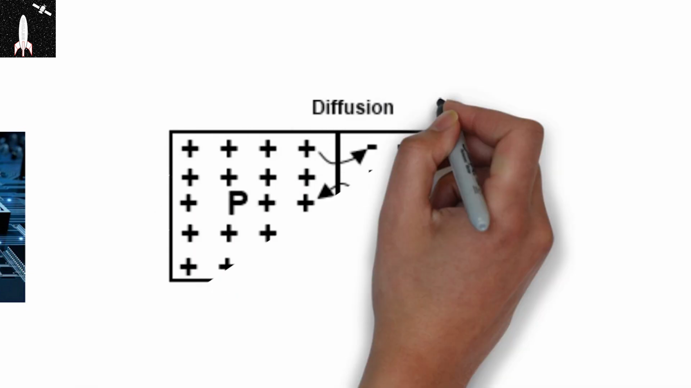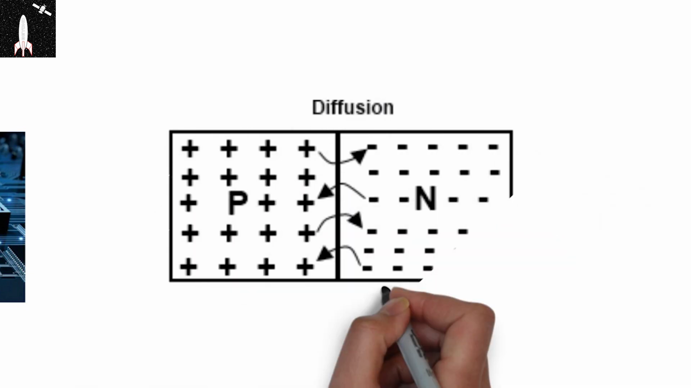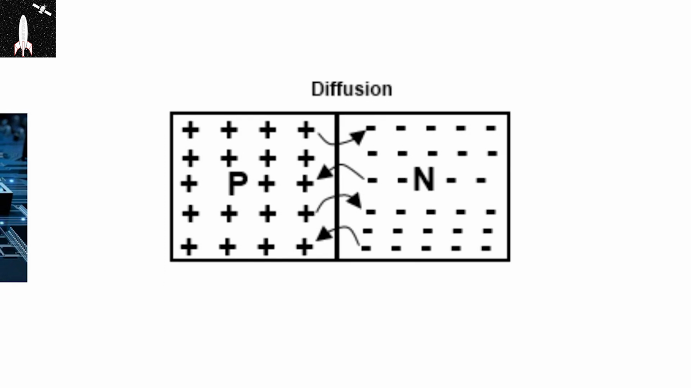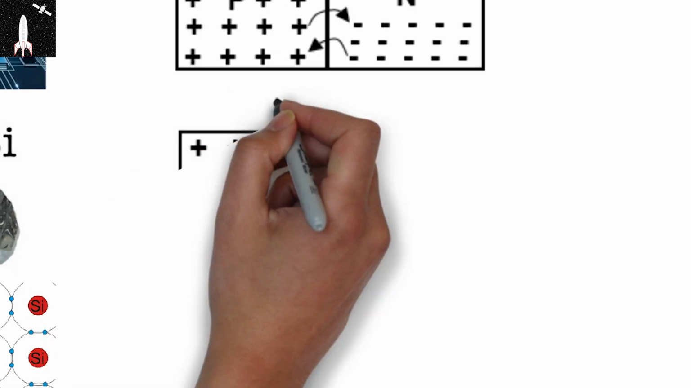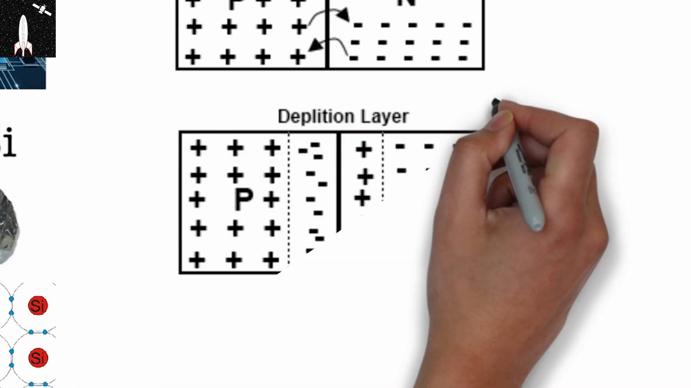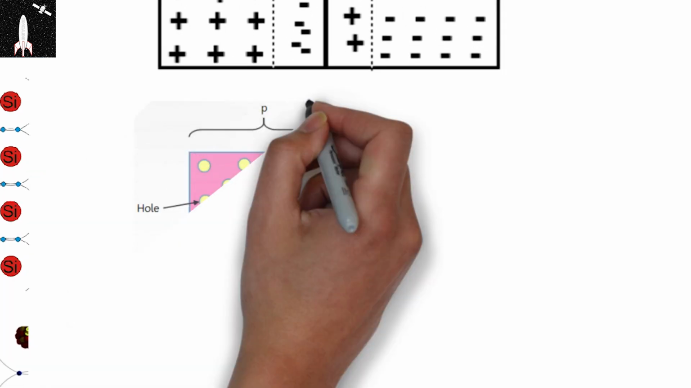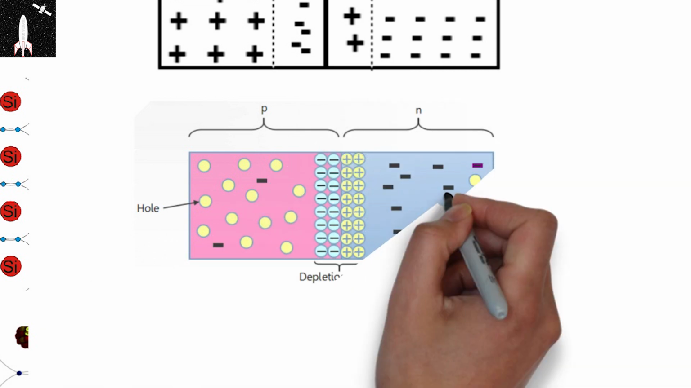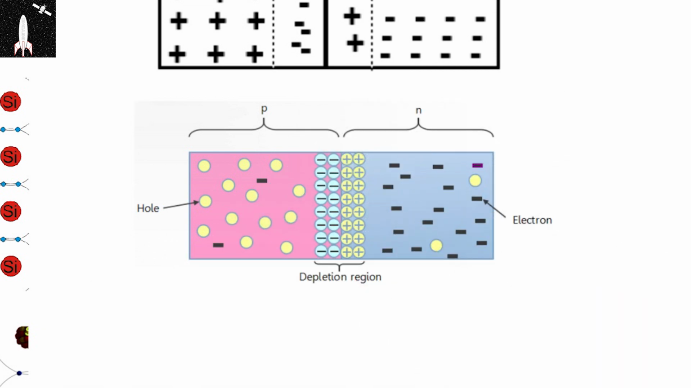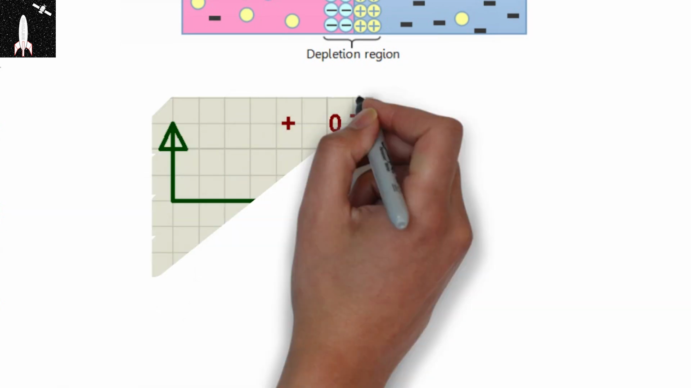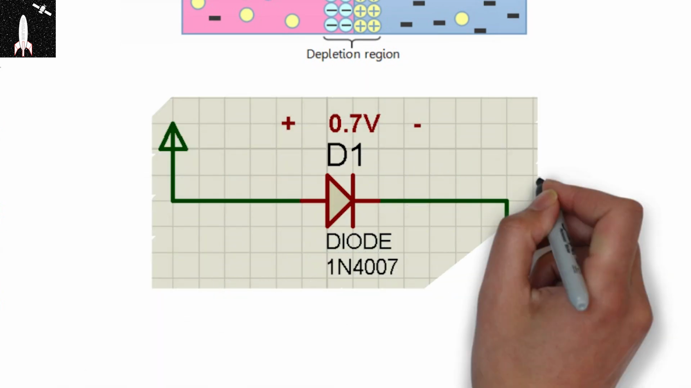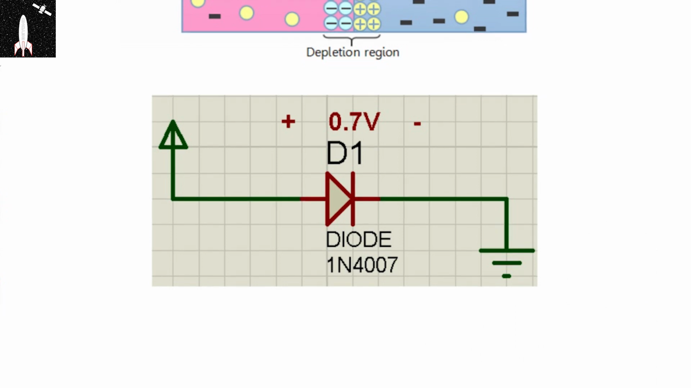After this, due to a small attraction at the borders at N and P side, few electrons from N side travel towards the P side. This makes the P side slightly negatively charged. Similarly, the N side will become slightly positively charged. This forms a depletion layer which opposes any further migration of electrons. We can say that a potential barrier is built for electron flow, which is approximately equal to 0.7 volts.